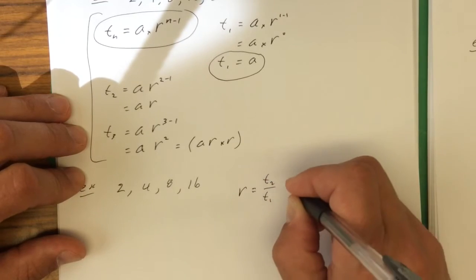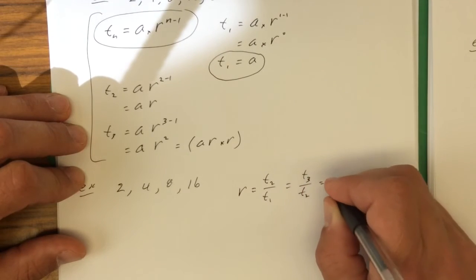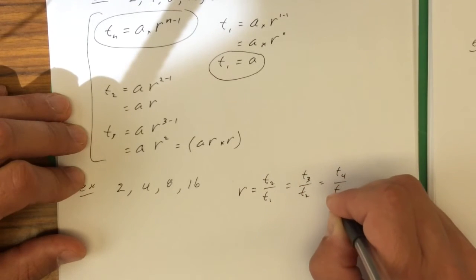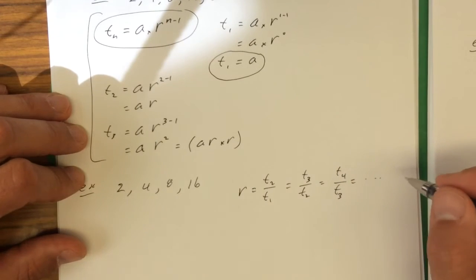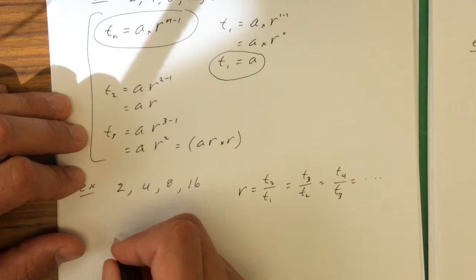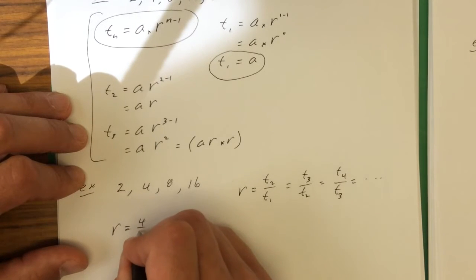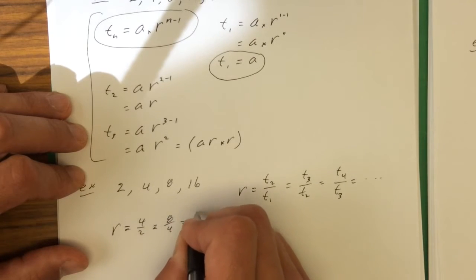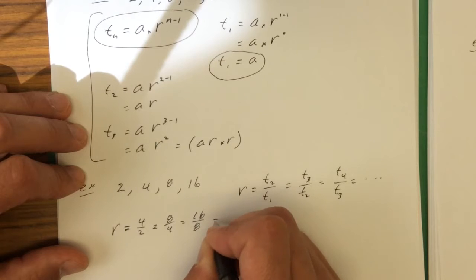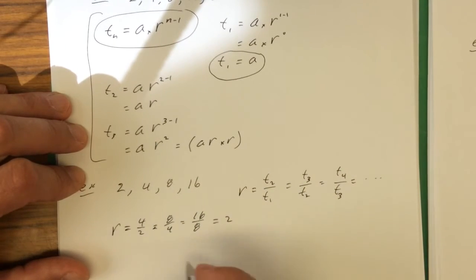Okay, so R equals T2 over T1, which equals T3 over T2, which equals T4 over T3, and so on, that same pattern. Okay, so in this case, you'd go R equals 4 over 2, which equals 8 over 4, which equals 16 over 8, and that all equals 2. So if it's all the same number when you go through this, then you have a geometric sequence.